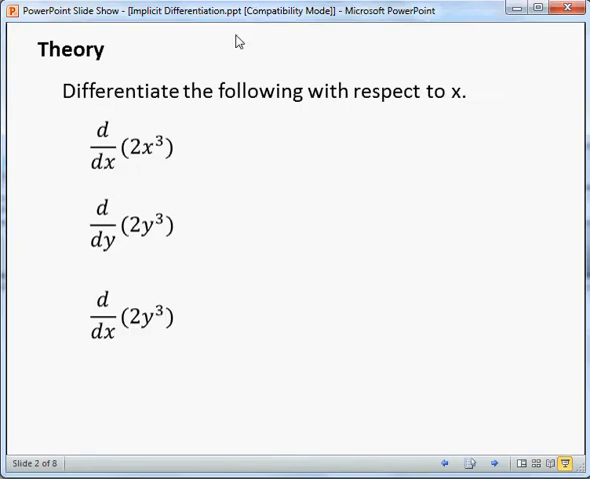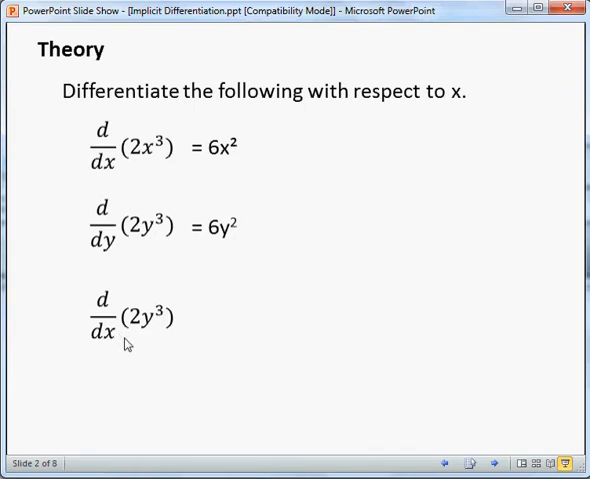If we want to differentiate 2x cubed with respect to x, I think you can all do that. That's going to be 6x squared. You can see here, I've changed the x's to y's. The derivative of 2y cubed with respect to y is 6y squared. Here we've got a different situation. Our variable is y, but our variable of differentiation is x.